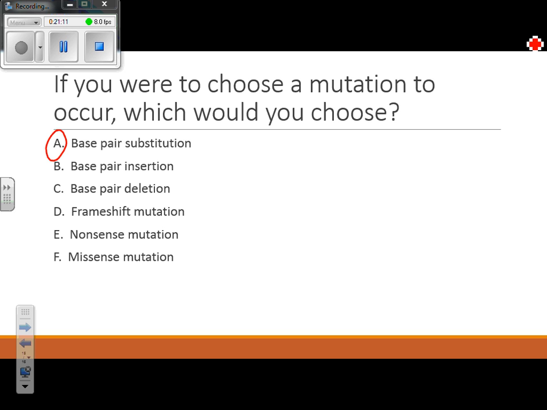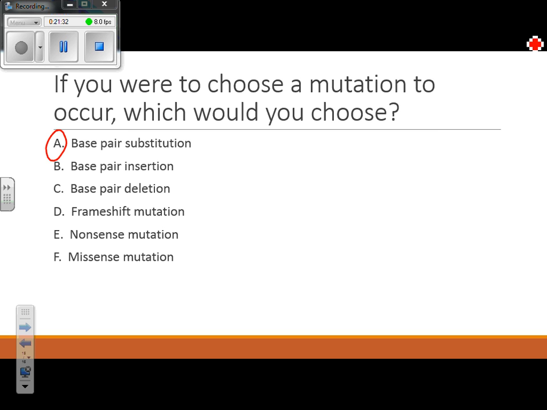I would probably choose a base pair substitution because just substituting an A for a G, for example, oftentimes will give you the same amino acid. It depends on where that substitution takes place because remember the genetic code is redundant. So a lot of these codons code for the same amino acid, okay?